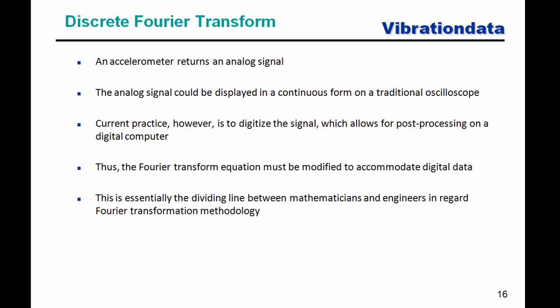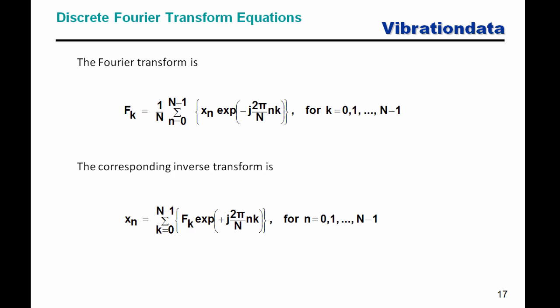But nowadays, we do something different. We take the signal and digitize it. We feed it into an analog to digital converter, get digital data, and display that on our computer screens. So one of the things we need to do is take our mathematicians' textbook Fourier transforms and modify them to accommodate digital data. This is one of the important dividing lines between mathematicians and engineers regarding Fourier transform methodology. So we're going to come up with what we call the discrete Fourier transform equations. This is an intermediate step, not our final destination.